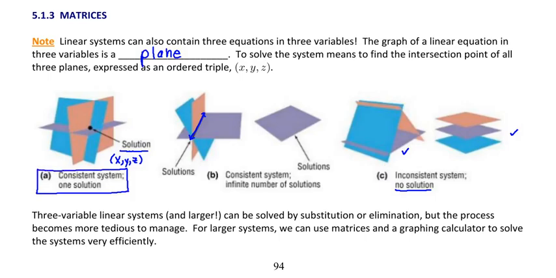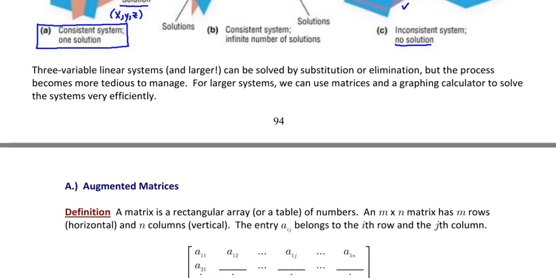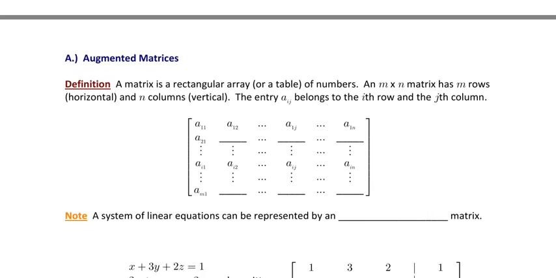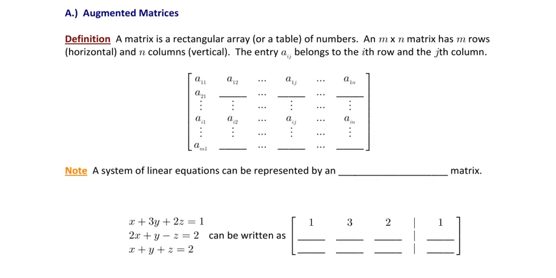Now, three variable linear systems and even larger can be solved by substitution or elimination, but the process becomes more tedious to manage, as you can imagine. For larger systems, we can use matrices and a graphing calculator to solve the systems very efficiently. And I think you'll like this method in the end, but it takes a little bit of background work to get there. So we need to talk about what a matrix is and how we're going to apply it to solving a system. And we're specifically going to be using something called an augmented matrix.